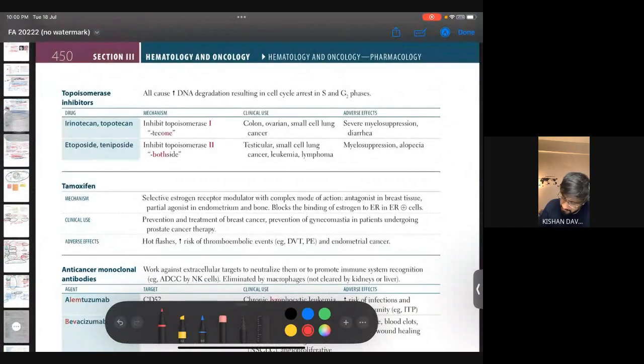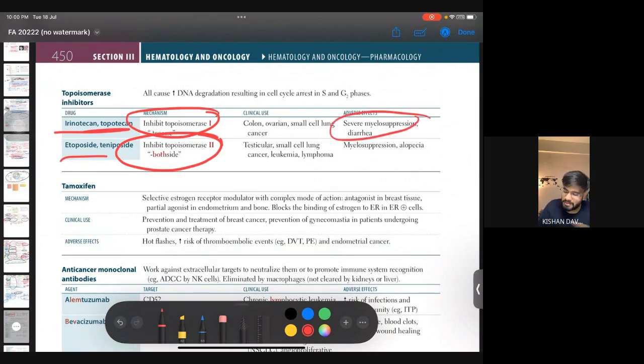Topoisomerase inhibitors. You will confuse between 1 and 2. Remember the drug name 1 and 2. The side effect will be myelosuppression and diarrhea. That's it. Myelosuppression.